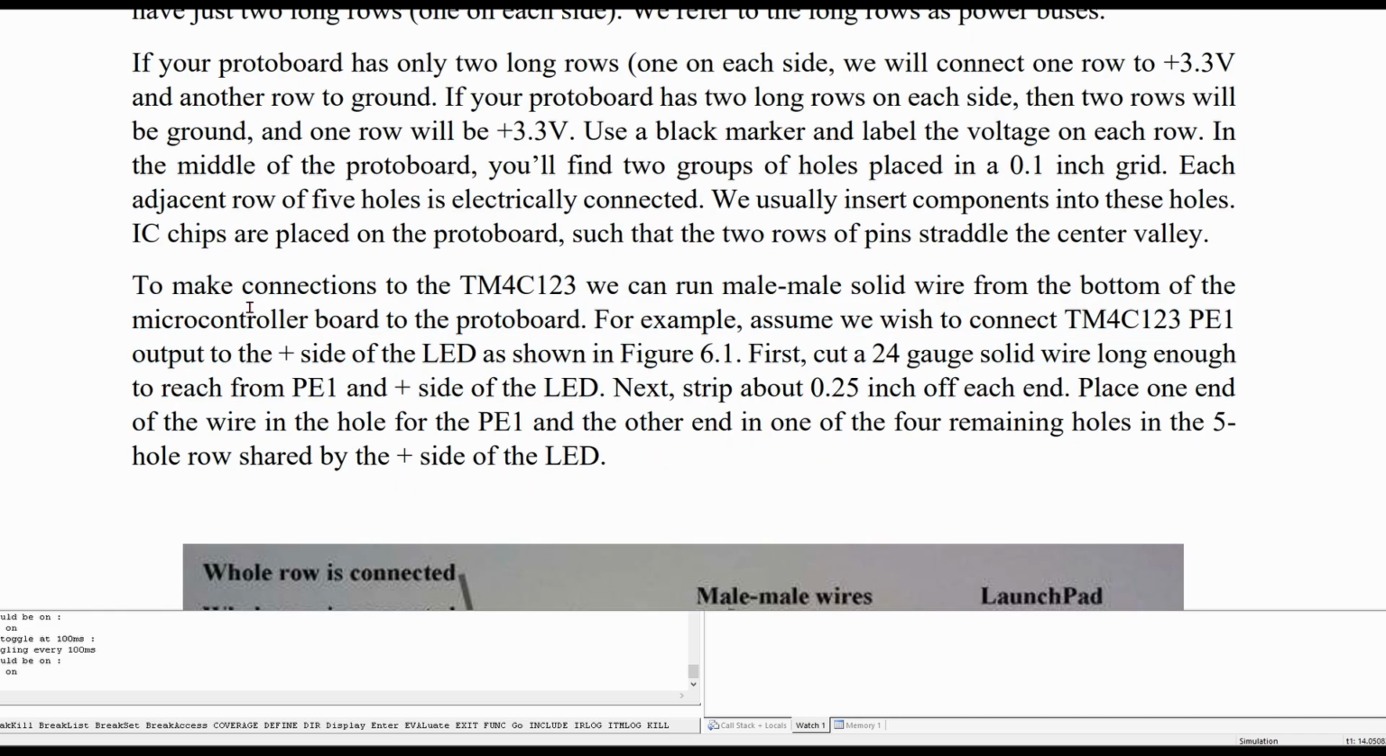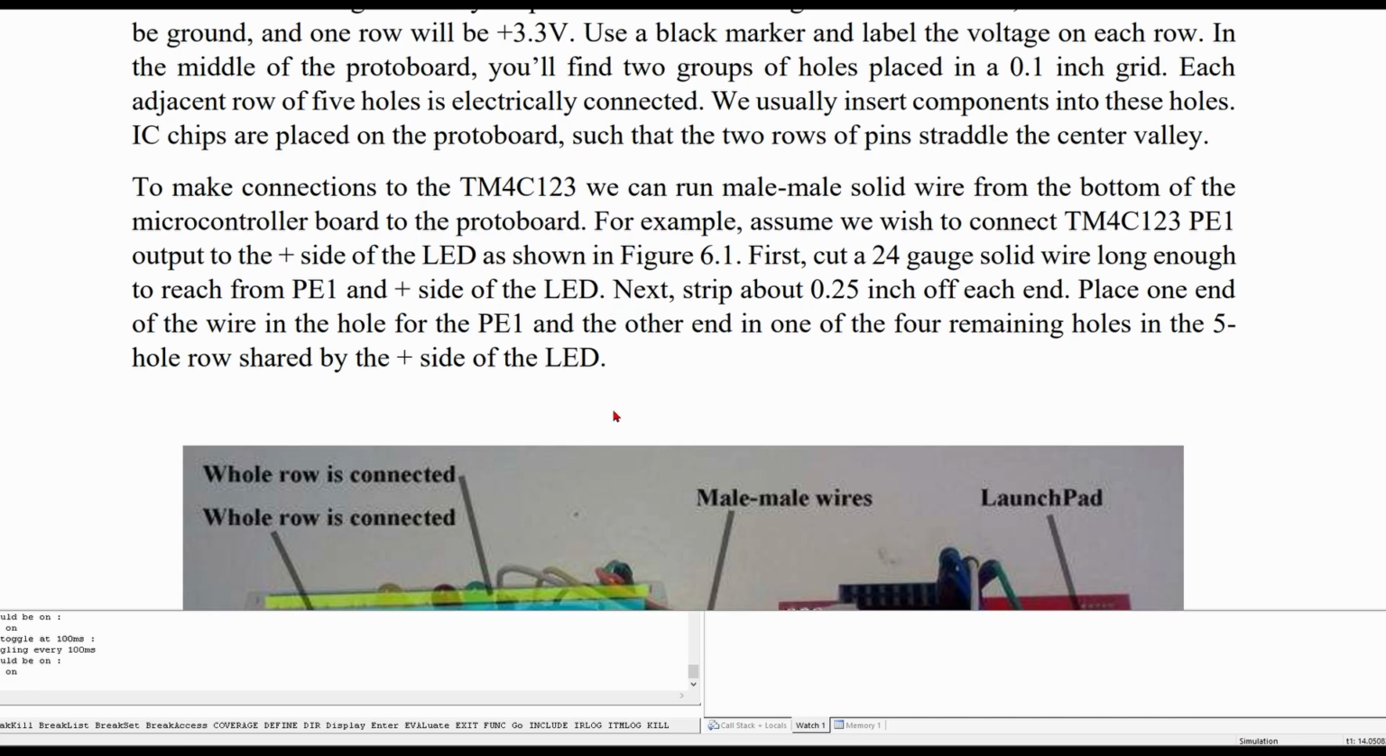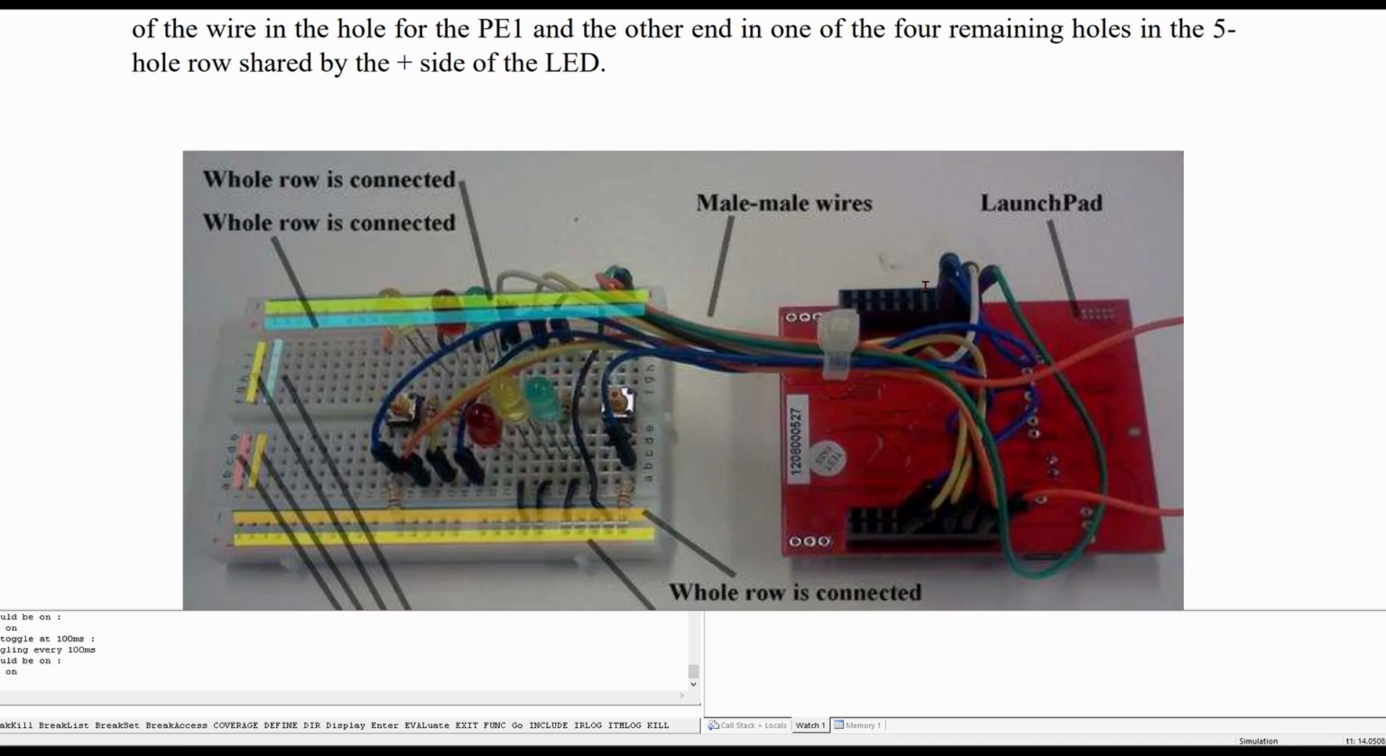This is the important part. To make connections on the TM4C123, we can run male to male solid wire from the bottom of the microcontroller to the proto board, and I'll go over that in a second. For example, assume we want to connect this to the positive side, we just use a solid wire and connect this.